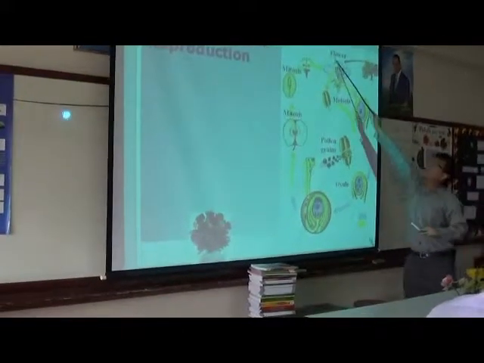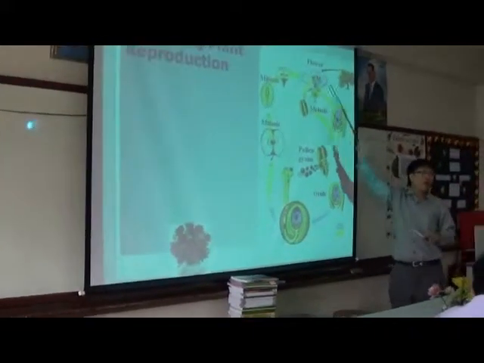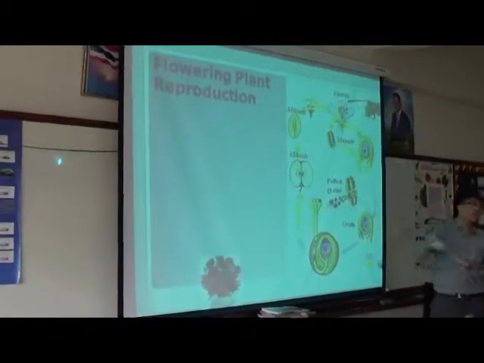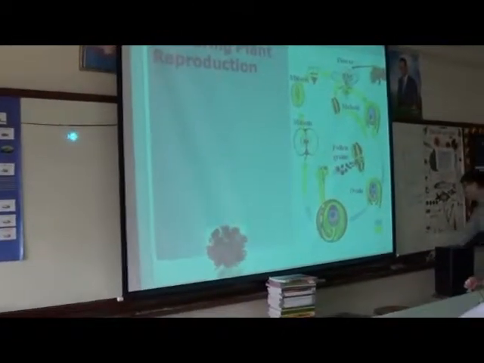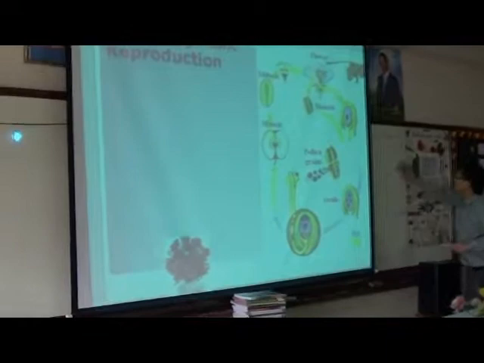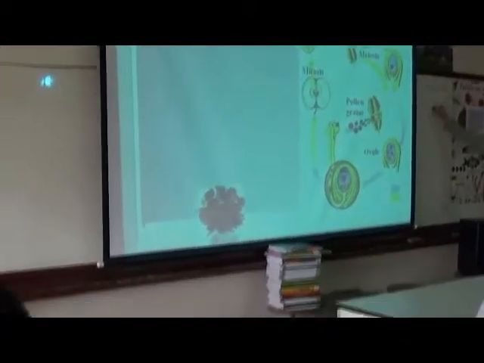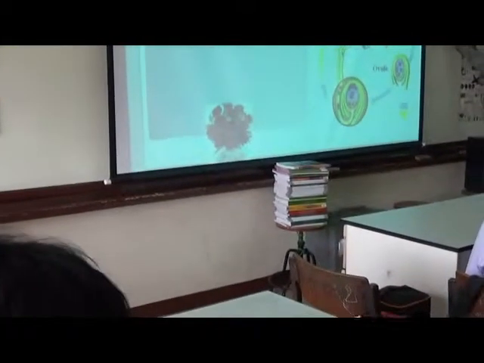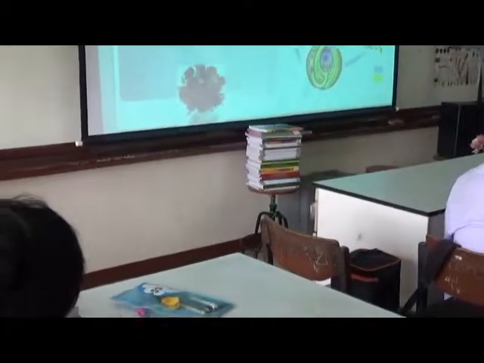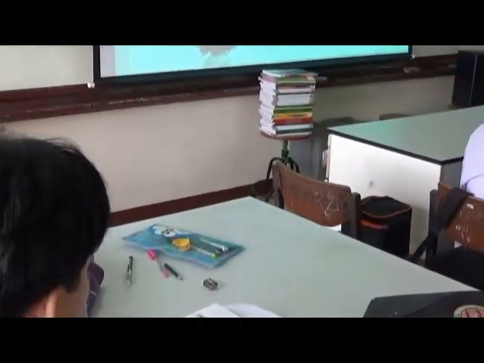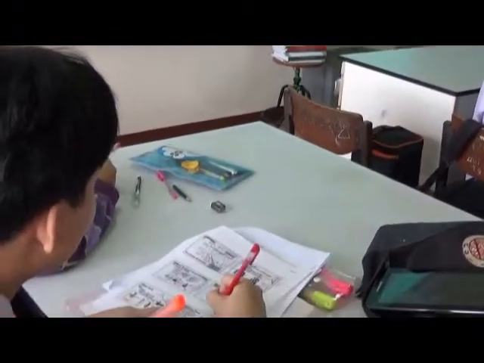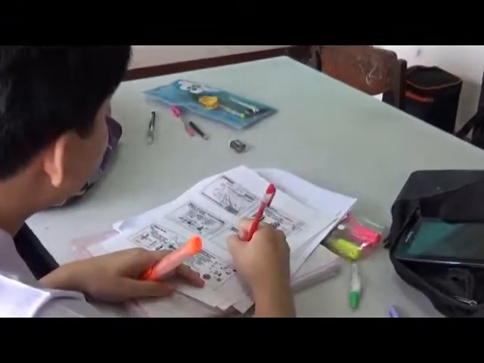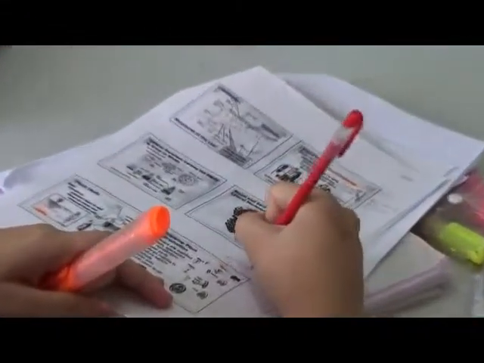This flower, you can highlight this flower. Flower is the reproduction organ. You can write reproduction organ. R-E-P-R-O-D-U-C-T-I-O-N. Reproduction organ. Okay?